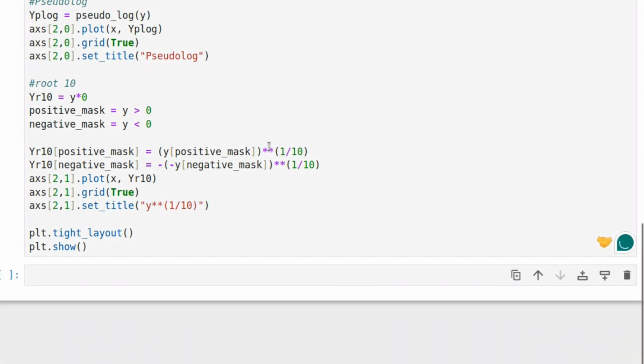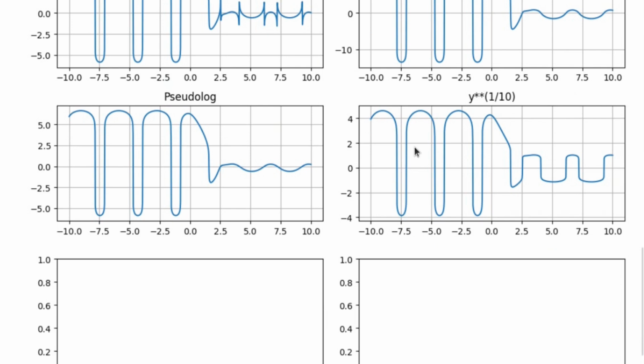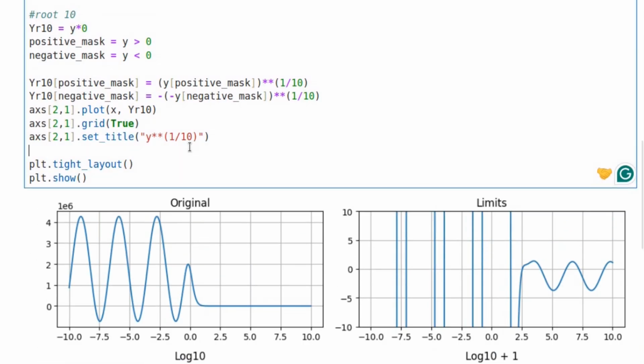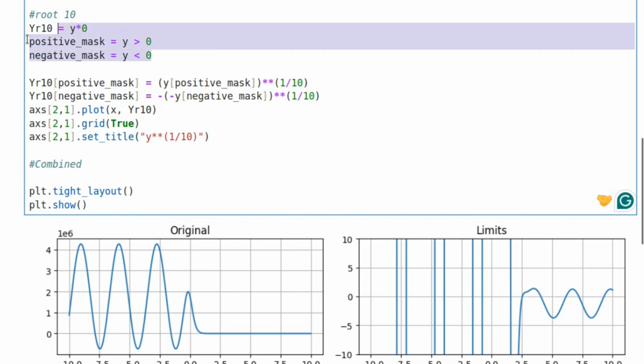So it is quite good, and you resolve the low range much better than with the logarithm, but the values are not very obvious, and this root scaling is good for qualitative analysis, but not for quantitative analysis.